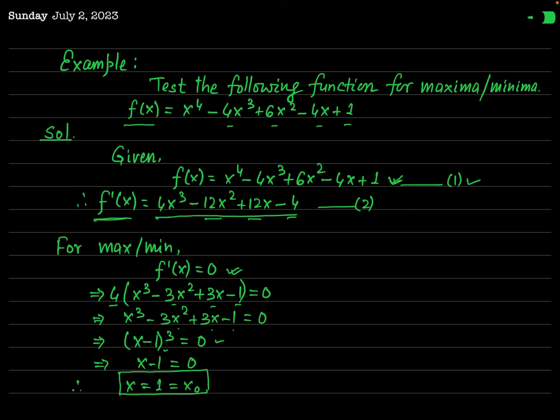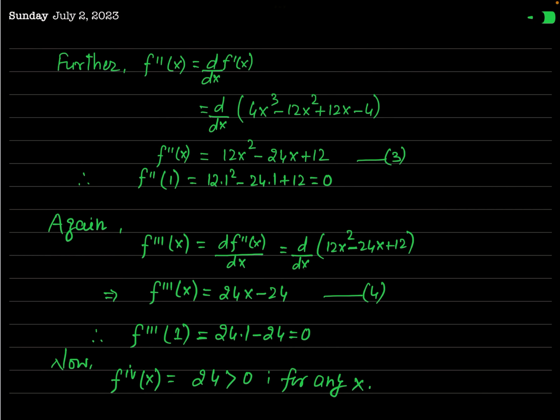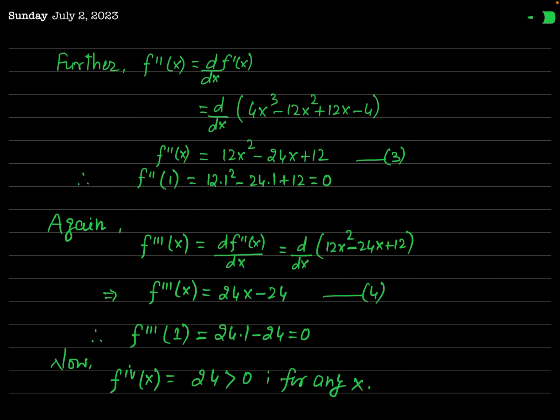Now what will be our further steps? Now we will find the higher order derivatives of this function and evaluate those derivatives at this critical point 1. You will see that some of the higher order derivatives will be actually 0. Let us see here. First of all, we find the second order derivative, f double dash of x. And what will be f double dash of x? When you will differentiate f dash of x with respect to x, then you will get the second order derivative.